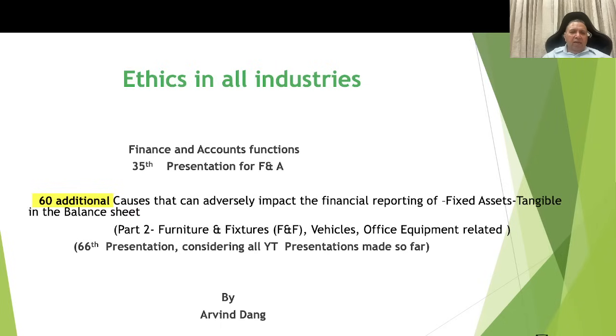Hello friends, this is my 35th presentation for the team of Finance and Accounts, and the subject is identifying causes that can adversely impact the financial reporting of the fixed assets in the balance sheet. This is part 2, which includes furniture, fixtures, vehicles and office equipment. Overall, this is my 66th presentation considering all the YouTube presentations that I have made so far.